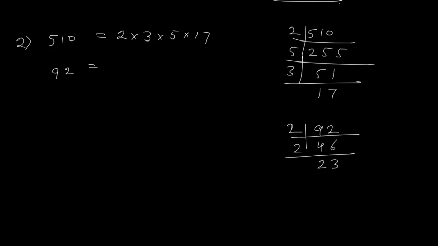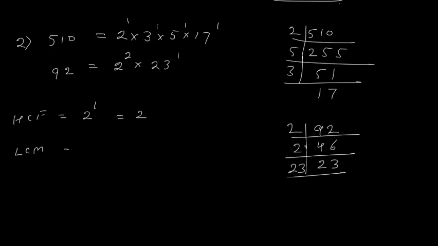2 2s are 4, 2 3s are 6, and then 23. So this 92 I will write as 2 power 2 multiplied by 23 power 1. Here all the others have the same power 1. So therefore HCF will be equal to what is common. 2 is common, and what is the minimum power of 2? It is 1. So HCF is 2.